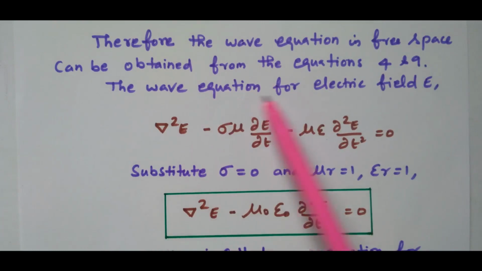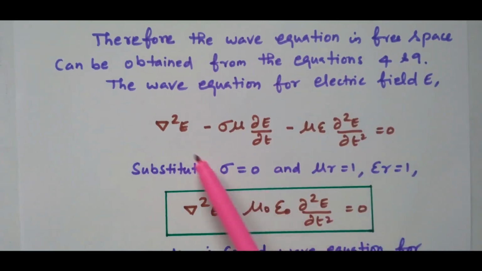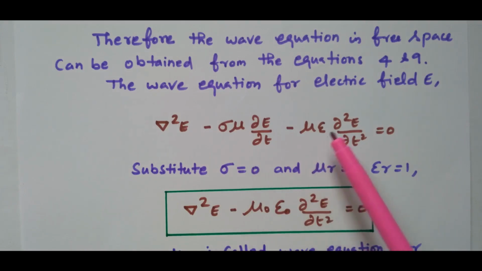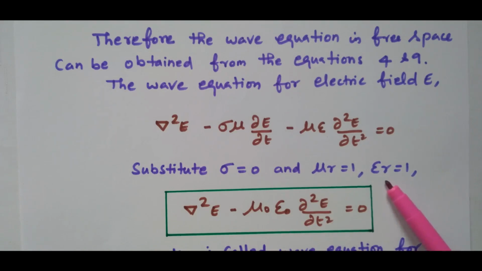So the wave equation for electric field is given as del square E minus sigma mu dou E by dou t minus mu epsilon dou square E by dou t square, that is equal to 0. In this, sigma equals 0. There is no conductivity because of free space. The mu r value is 1, epsilon r also 1. We only have mu naught and epsilon naught. In free space, this mu r value and epsilon r value equal 1.